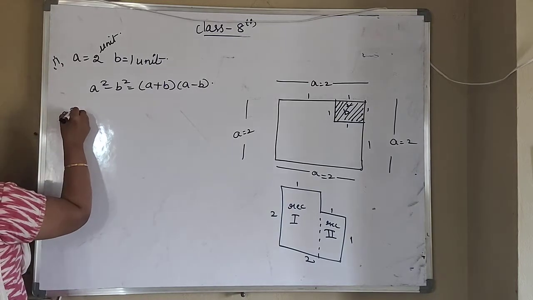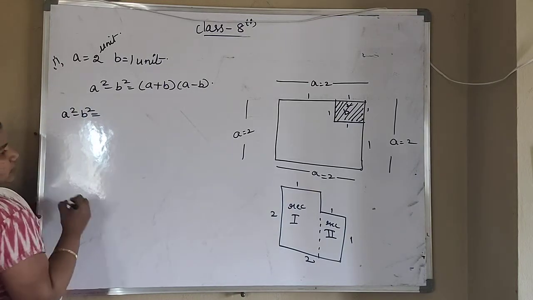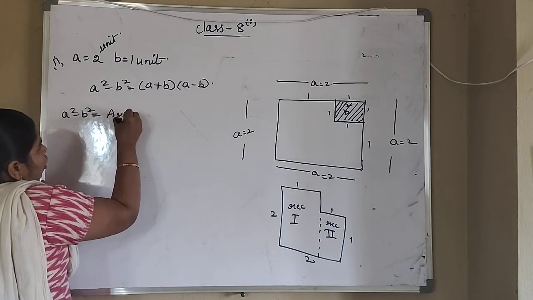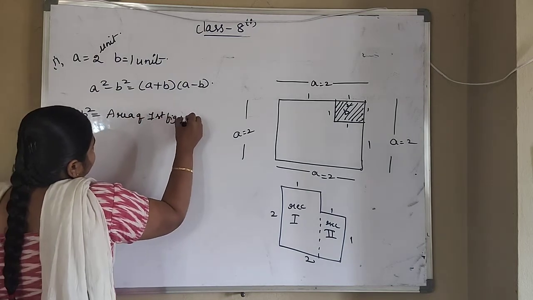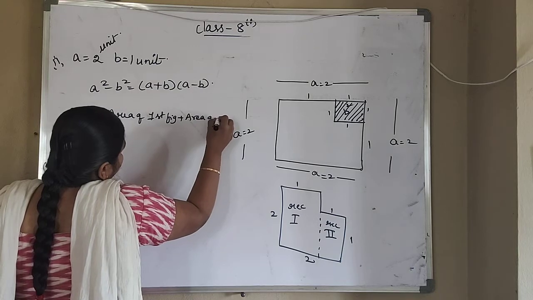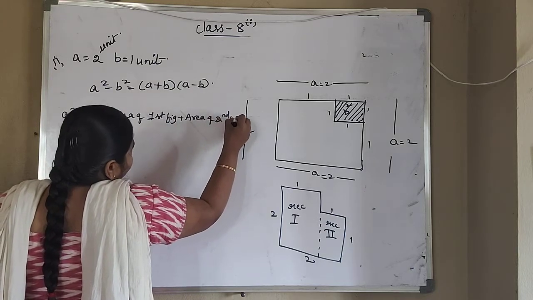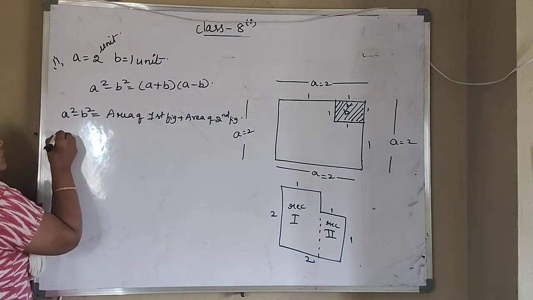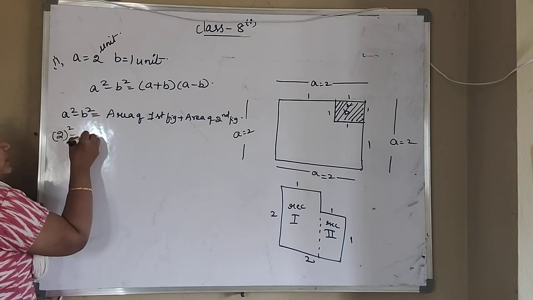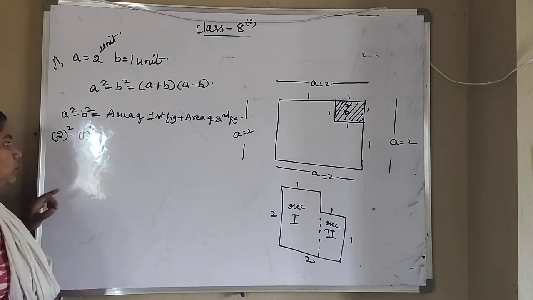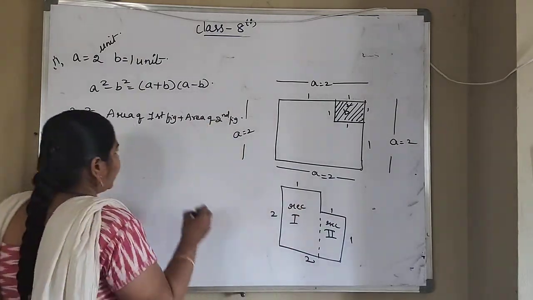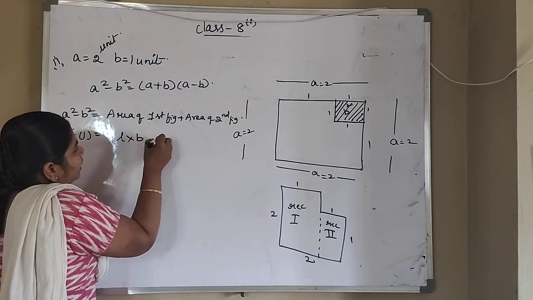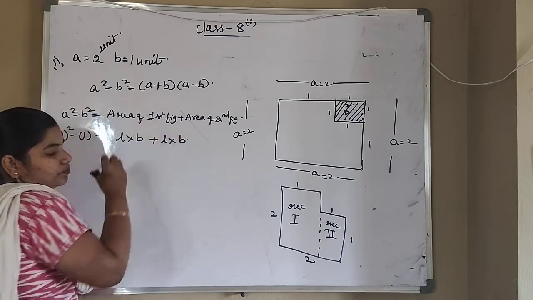So here you got a square minus b square is equals to area of first figure plus area of second figure. So what is the a value here? 2 square minus 1 square is equals to area of first figure. This is also a rectangle. This is also a rectangle. So L into B plus L into B.